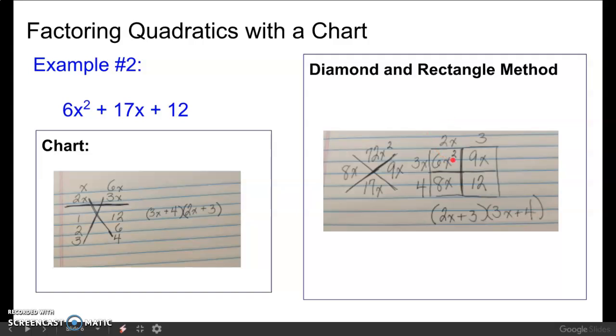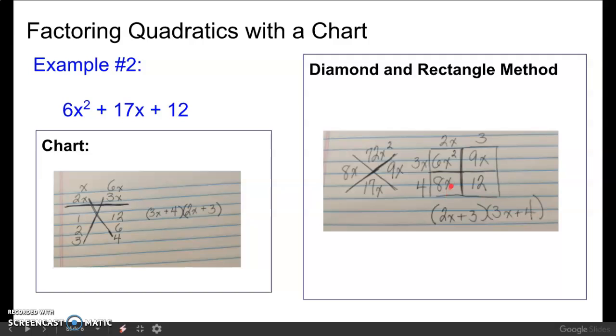So for the diamond and rectangle method, I started by writing my first and third terms right here, 6x squared and 12. All right, and then over here I made my diamond. I found the product of the first and third, which is 72x squared, and then my sum, which is the middle number here, 17x. Once I wrote those, I'm like, okay, what are some factors of 72 that will add up to 17? 8 and 9.